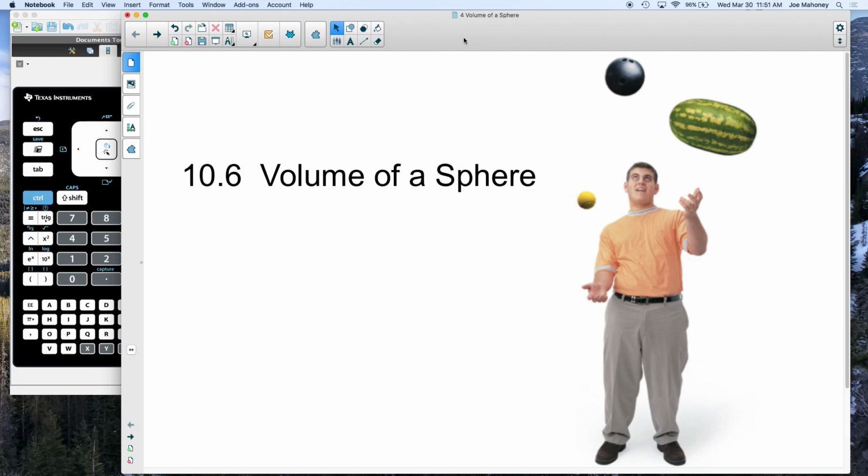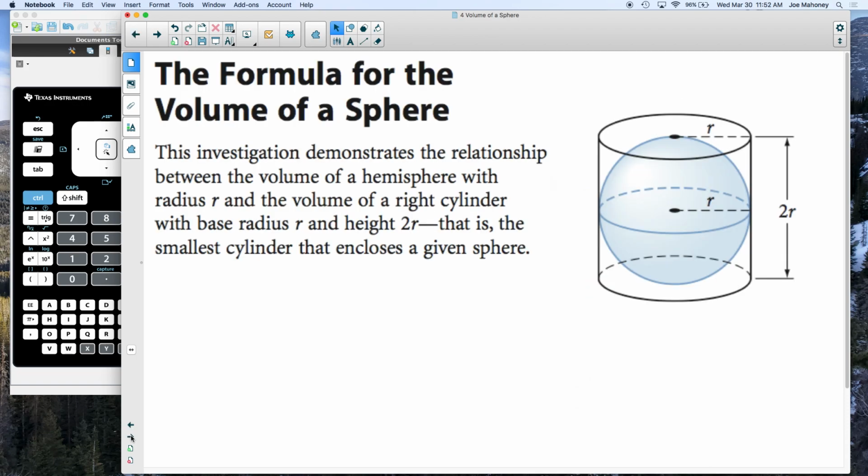And look at that juggler. Wow, he's juggling a bowling ball, a watermelon, and a tennis ball. Well, only two of them are spheres. I'd like to see him juggle a watermelon and a bowling ball at the same time. That'd be pretty interesting.